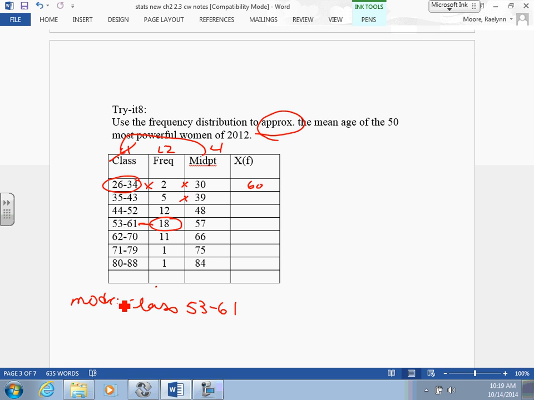So you add all these numbers up. You're going to add these numbers up. So this is going to give us 37, 48, 49, 50. Okay, now watch. 50 divided by 2 is 25. Do your cumulative frequency. So start at 2, add 5, add 12, add 18. It's wherever this number falls. Wherever this number falls is the class that contains the median.